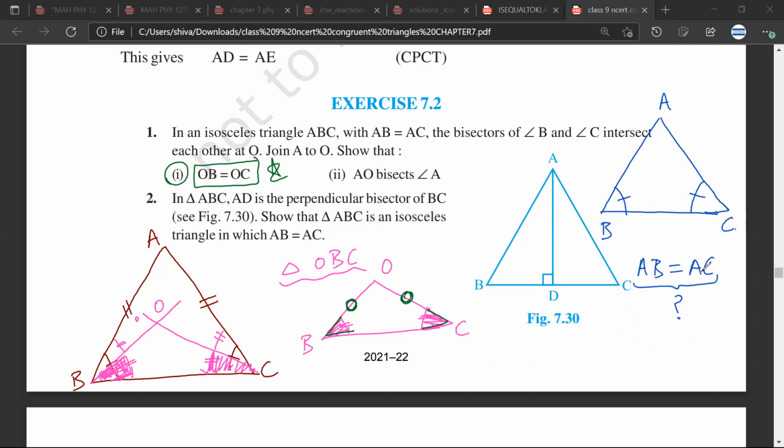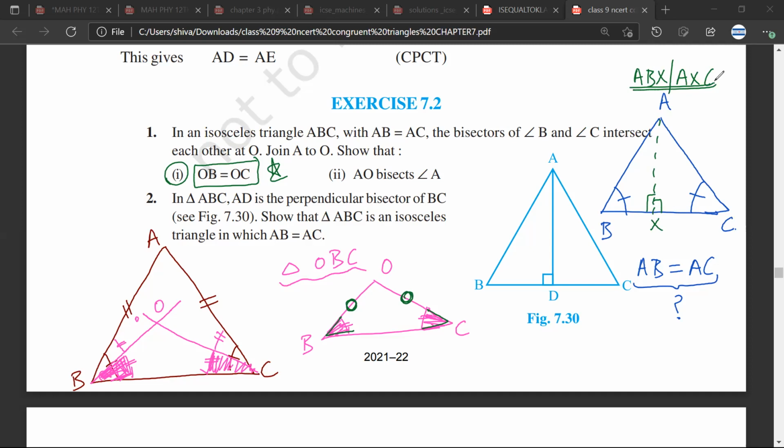Have you understood what I'm trying to do? Yes, sir. So again, I'll draw a perpendicular like this. This angle would be 90 degrees. This angle would be 90 degrees. Now, can you prove that ABX and AXC are congruent? Can you prove this?